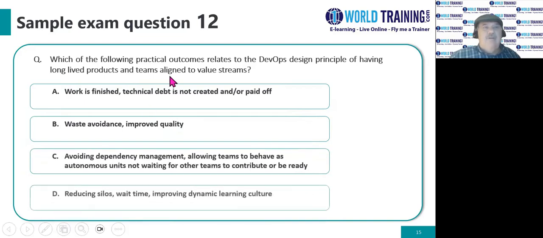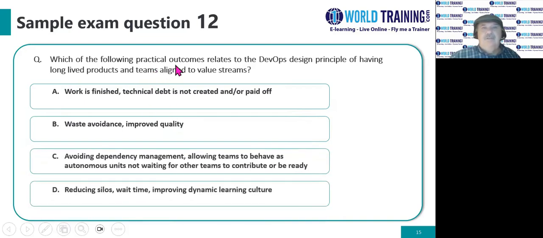Question 12, which of the following practical outcomes relates to the DevOps design principle of having long-lived products and teams assigned to value streams? So let's read that. It's a long sentence. Again, I'm trying to do this as if I was doing it myself on the exam, and I would reread it. Any long sentence, I would recommend you reread it just to make sure you got it clear. Which of the following practical outcomes, so we're talking about outcomes, relates to the DevOps design principle of having long-lived products and teams assigned to value streams?